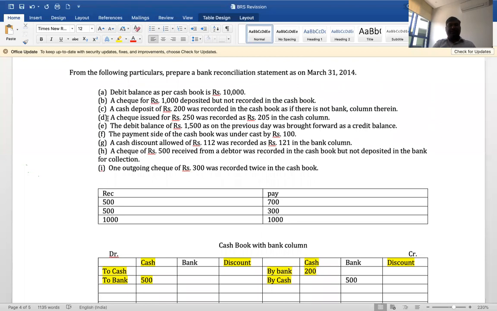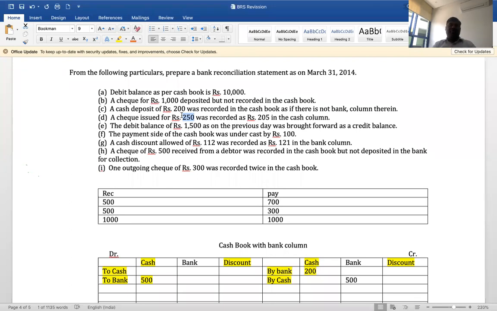Next is a check issued for 250 was recorded as 205 in the cash column. Now it is not about 205, it is about what you have recorded or not recorded. A check of 250 is supposed to be recorded when you're issuing it. When you're issuing a check, the cash balance comes down, if you record it.